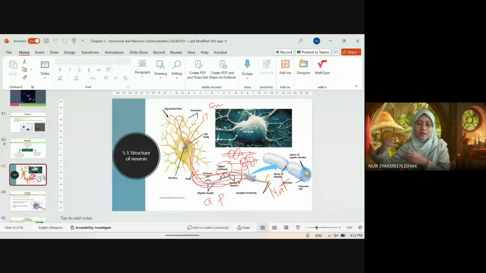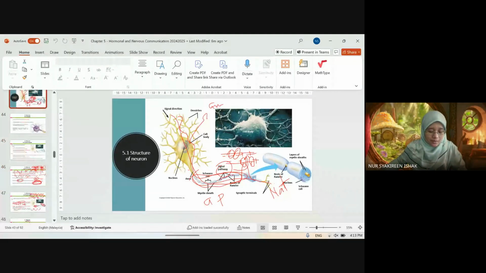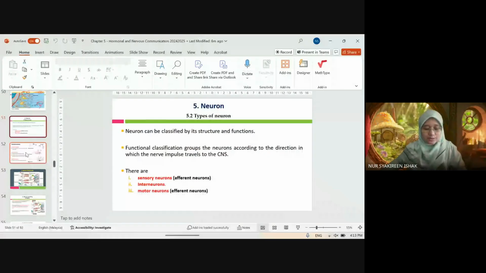Later we will look at how action potential is generated. So this is the structure of neurons, and from the axon, it enters the synaptic terminal to transmit the electrical impulse. Again, you have to know electrical impulse is due to the movement of ions moving in and out of the neurons, causing membrane potential to change from negative to positive.